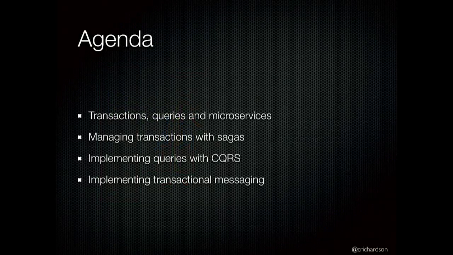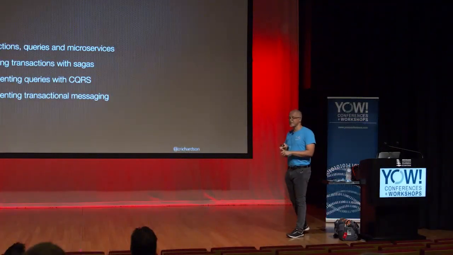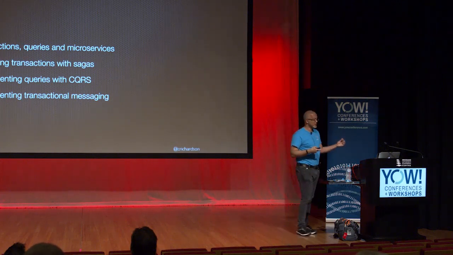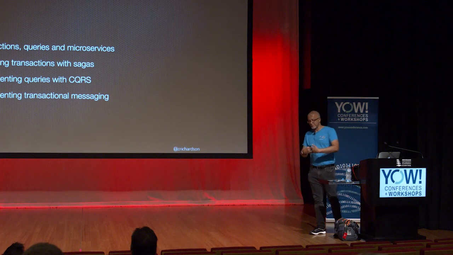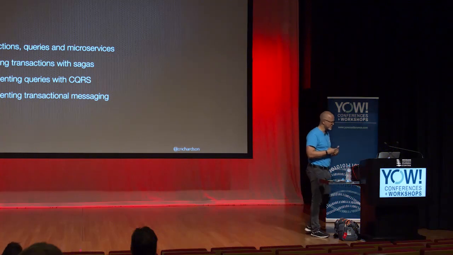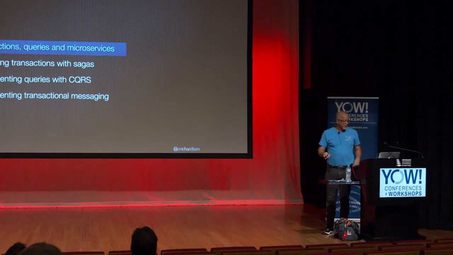In terms of what I'm going to talk about, first I'm going to describe the problems that you have implementing transactions and queries in a microservice architecture. Then I'm going to describe how you go about implementing transactions using a mechanism known as sagas. I'm going to describe how you can implement queries using an event-driven approach known as CQRS. And then I'm going to finish up by talking about what I call transactional messaging, which is basically a way of publishing events as part of a database transaction, which is non-trivial, even though on the surface it seems quite straightforward. Okay, so let's get going.